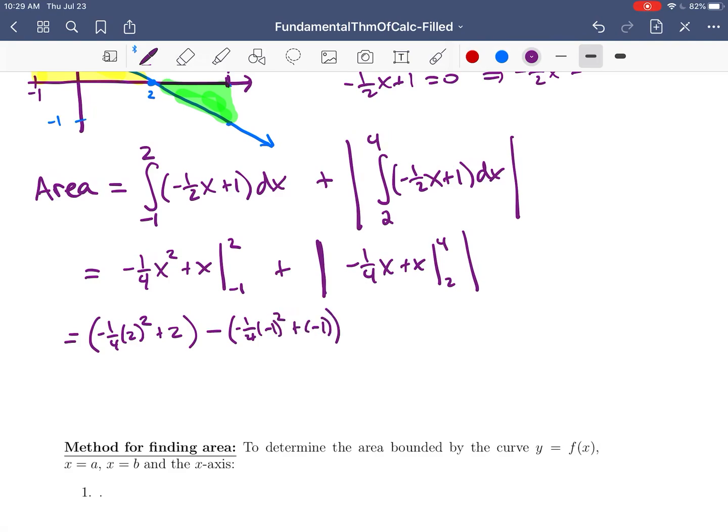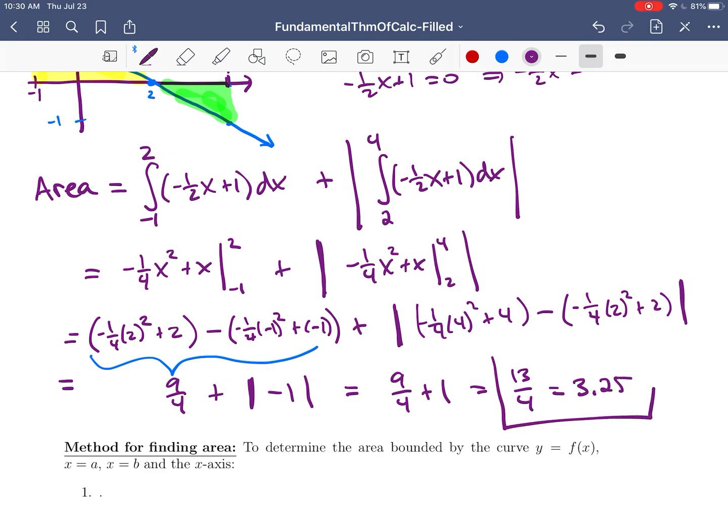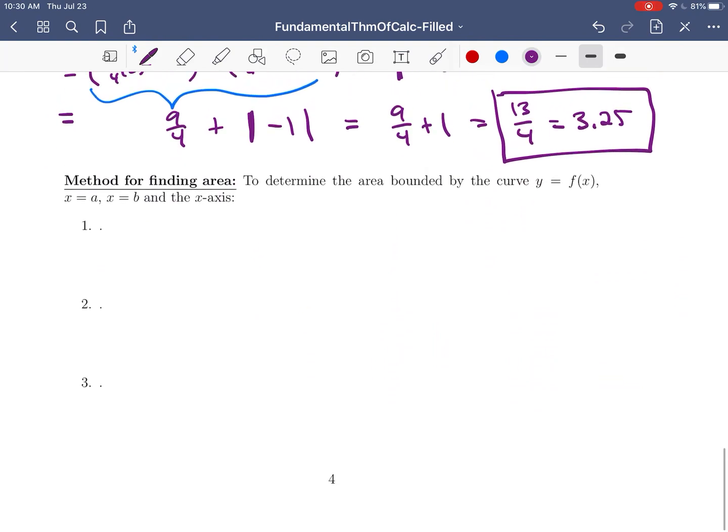So that's the first part. And then I want to take the absolute value of the second part, so plug in 4, and then subtract when I plug in 2. And then I need the absolute value. So when we compute this, I think the first part simplifies to 9/4. And then in the absolute value, I actually get area of -1. So when I make that positive, it's going to be 9/4 plus 1, which is going to be 13/4, or 3.25 as my area.